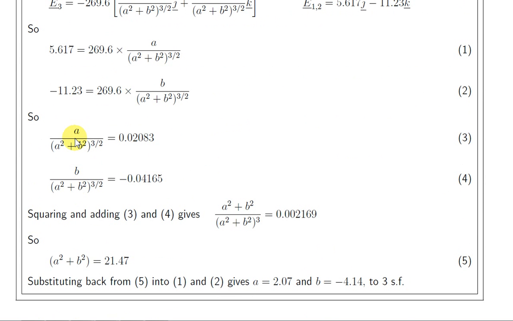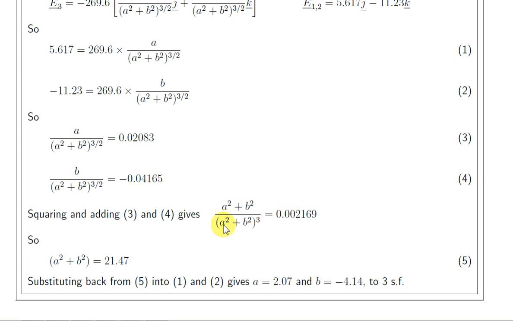Now a convenient trick here is to square both of these equations and add the results. So we square this and add it on, and square this and add them together. Now if we square this, we get an A squared on top. If we square what's underneath, we get A squared plus B squared to the power of 3. To square the denominator, we just multiply 2 by the power. Similarly here, we get B squared over A squared plus B squared cubed. And if we add them together, the common denominator is A squared plus B squared cubed, and on top we have A squared plus B squared. Of course we have to do the same for the other sides. Square these two numbers and add them.